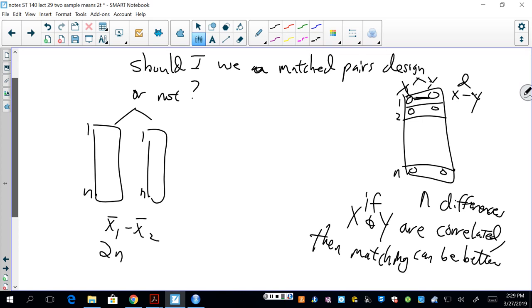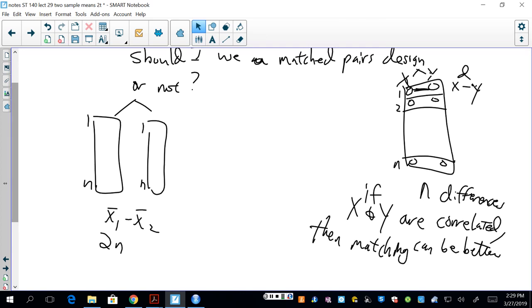We don't have too much time left. We've got 5 minutes left, but were there any questions about homework? Yeah. When would the independent sampling be better?